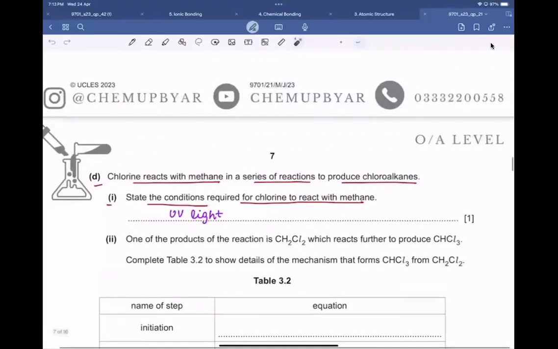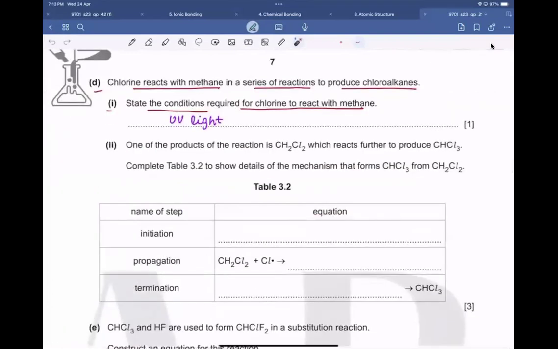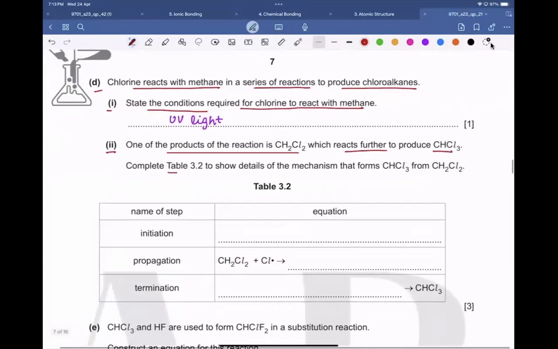Okay, so we were doing May-June 2023 paper 2-1 and we have done till here. And now we have to start with question 3D part 2. One of the products of the reaction is CH2Cl2, which is also called dichloromethane, which reacts further to produce trichloromethane, CHCl3. Its other name is chloroform. Complete table 3.12 to show details of the mechanism that forms CHCl3 from CH2Cl2.